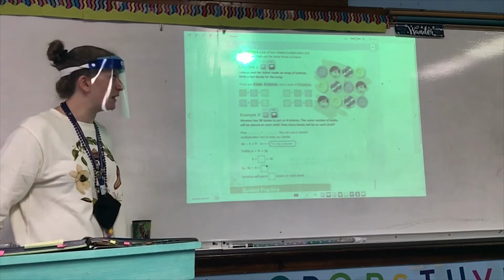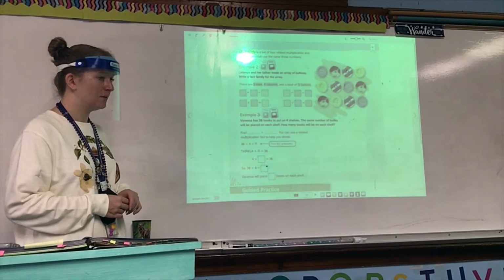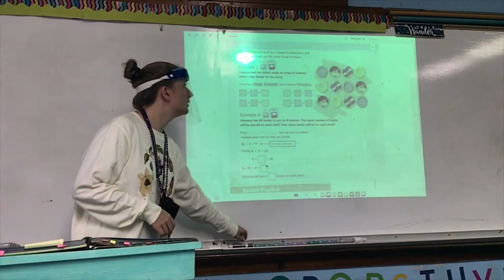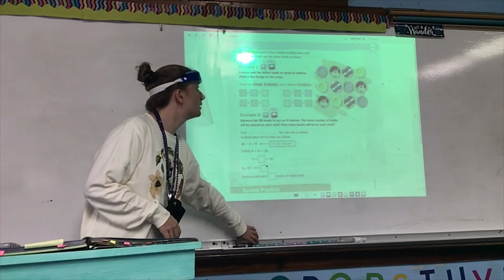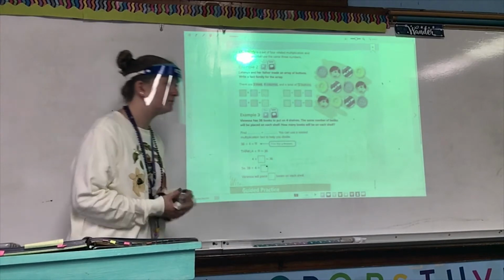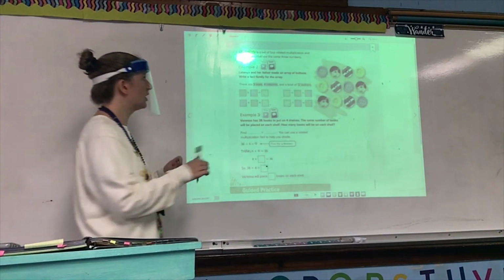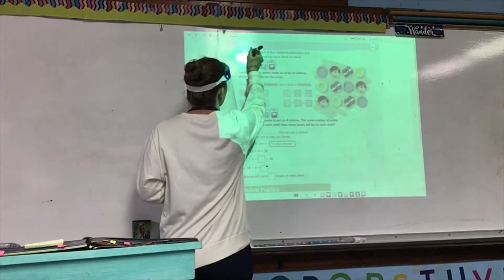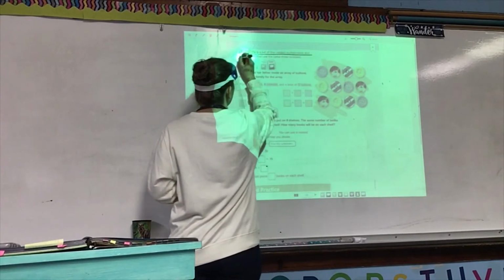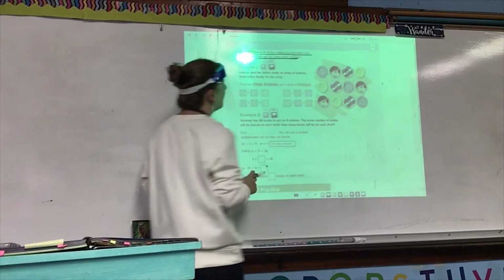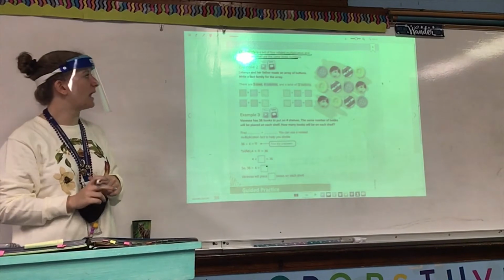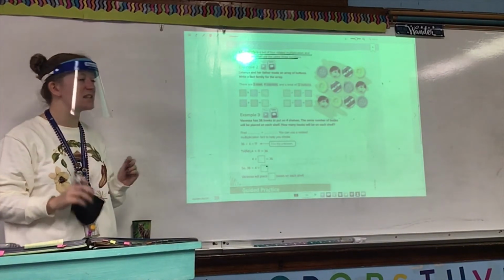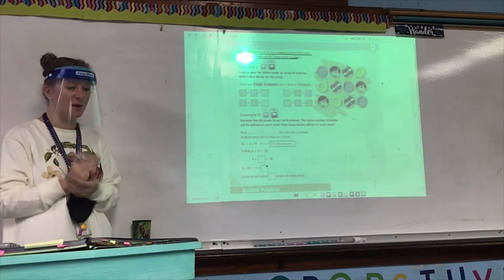Zadie, loud and slow. A fact family is a set of 4 related multiplication and division facts that use the same 3 numbers. Good. So underline that because that is very important to know. A fact family is a set of 4 related multiplication and division facts that use the same 3 numbers.